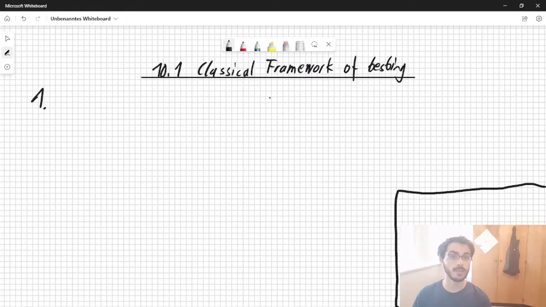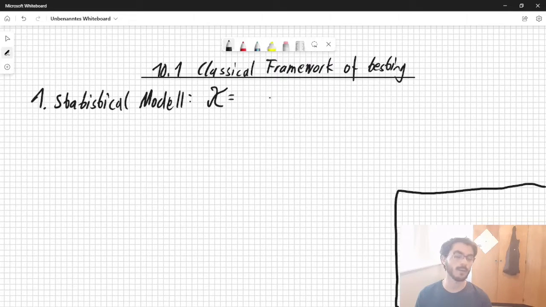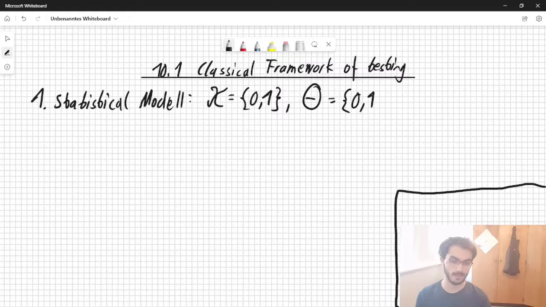First, we need a statistical model. So we need a sample space X. In our case, that's 0 and 1. If you remember the first video, 0 means the test is negative. So in the example, we did an actual test, like a medical test, and the test was negative if we saw 0 and positive if we saw 1. We need a parameter space, theta, indicating if we're not sick, which is 0, or if you're sick, which is 1.